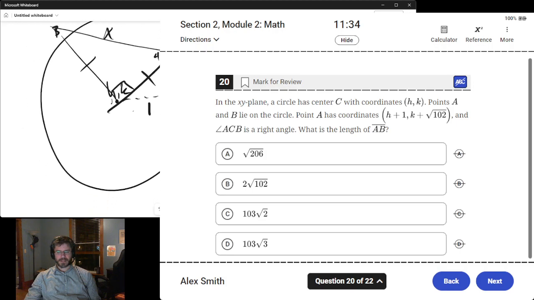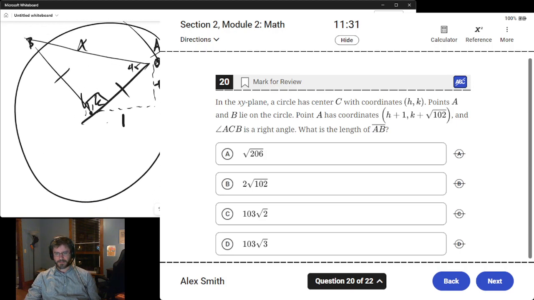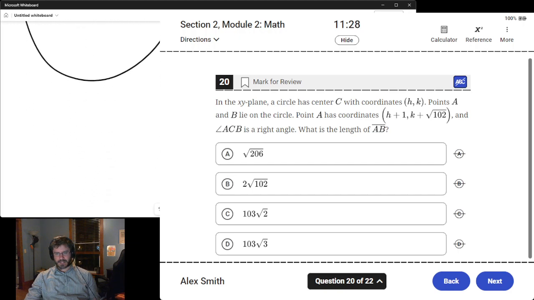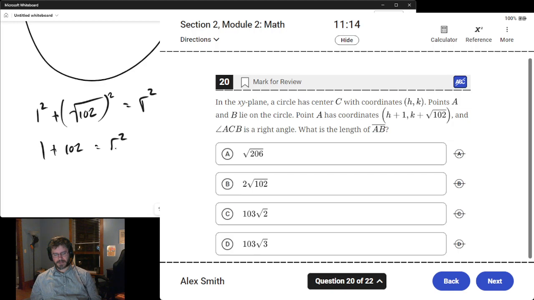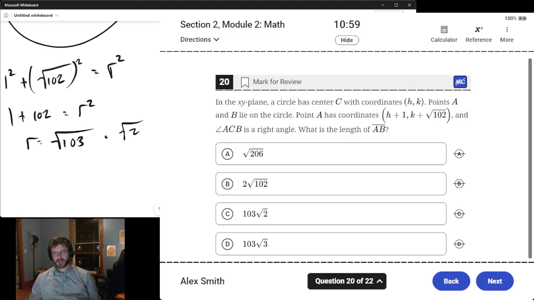Okay, now that we've got a roadmap, let's go ahead and get to work. We got to do the Pythagorean theorem to find the length of that radius. So 1 squared plus root 102 squared, of course, is 102, equals the radius squared. So 1 plus 102 equals radius squared. So that's 103. The radius is the square root of 103. Okay. Times root 2 is going to give us the length of AB. So that's square root 206, I guess. That's kind of weird.